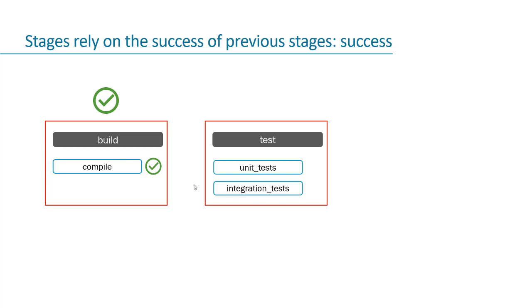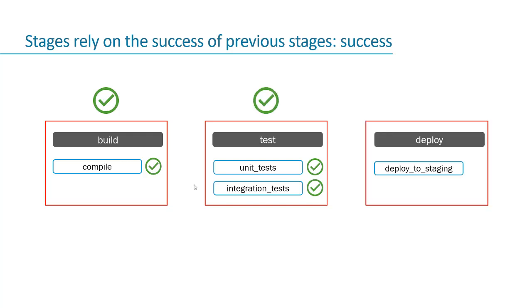So if the unit test is successful, the integration test is successful, then the test stage is successful and we move to the next stage. So this is an ideal scenario in which we basically rely on the success of previous stages for us to actually start the next stage. So after the test stage is completed, again, the deploy stage is going to be running. On the other hand, let's take a failure example.